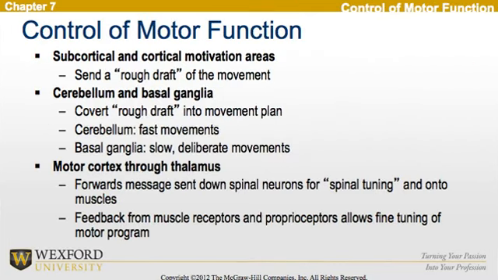Now, to discuss the control of motor functions, we see that subcortical and cortical motivation areas are involved. They send a rough draft of the movement. From there, we have the cerebellum and basal ganglia, which convert the rough draft into a movement plan. The cerebellum is involved in fast movements, whereas the basal ganglia is involved in slow, deliberate movements. Finally, the motor cortex is involved through the thalamus. This forwards the message sent down the spinal neurons for spinal tuning and onto muscles. Then we have feedback from muscle receptors and proprioceptors, allowing the fine-tuning of the motor program.